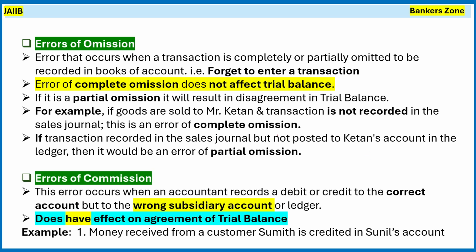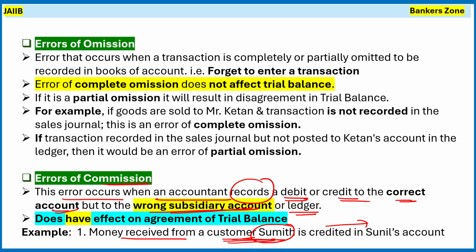Now next is the error of commission. What is commission? An error of commission occurs when an accountant records a debit or credit to the correct account, but the wrong subsidiary account or ledger. What is the best example? Money received from the customer Sumit. The cashier receives money from the customer named Sumit, but it is credited to Sunil's account.